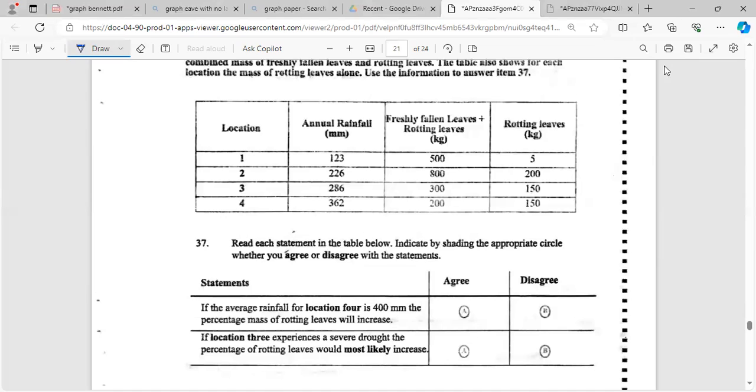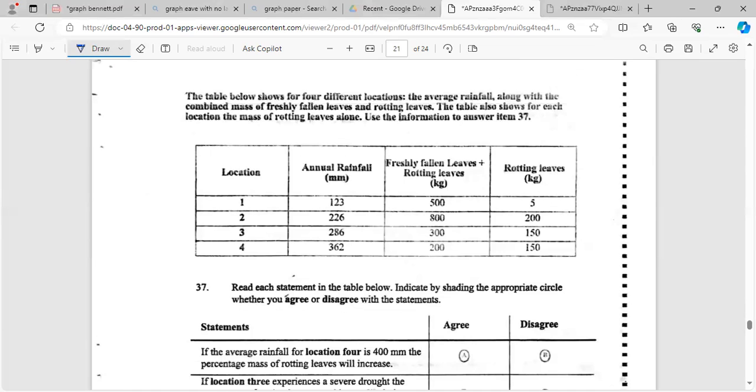36, 37 now. The thing is a bit bad here. The table below shows 4 different locations, the average rainfall along with the combined mass of freshly fallen leaves and rotten leaves. The table also shows for each location the mass of the rotten leaves alone. Use this information to answer item 37. Each statement in the table indicates the shading the appropriate circle, whether you agree or disagree. So based on that table, we're going to make our conclusion.